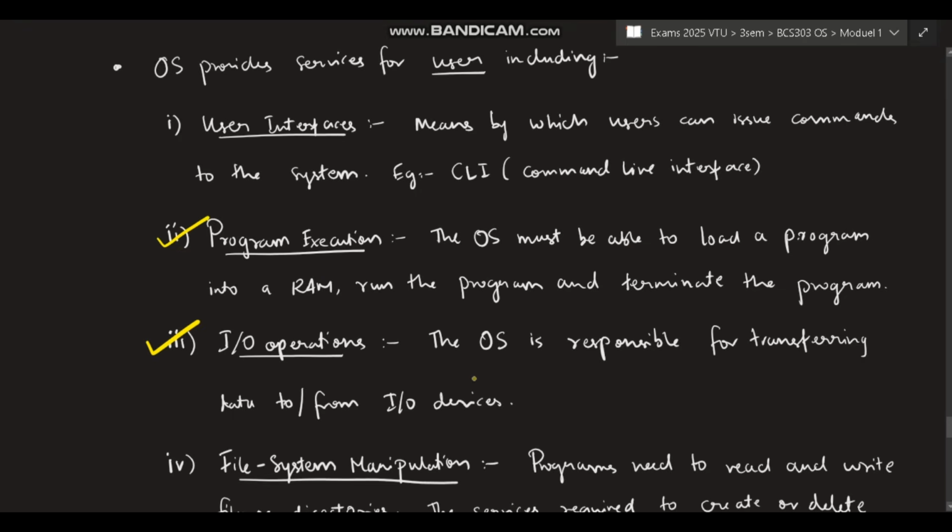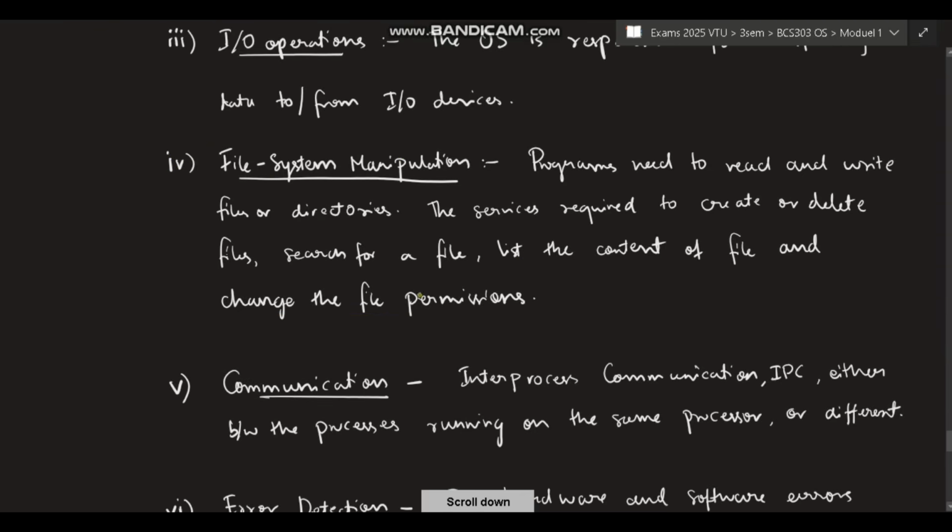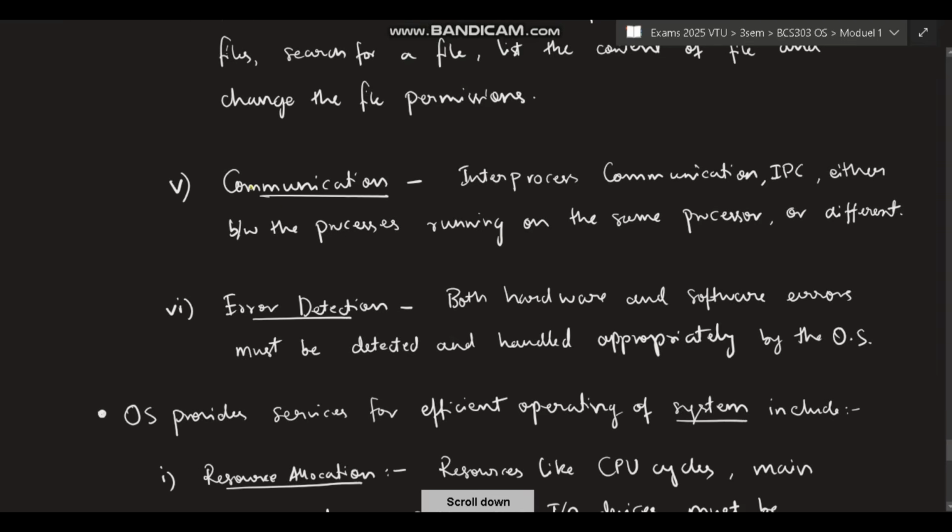Input output operation: we want to send an input, we want to get an output from the system, that is also handled by OS. File system manipulation, such as creating the file, reading the file, writing the file, modifying the file, searching the file, listing the content of the file, and changing the file permission, all those things are provided by OS.